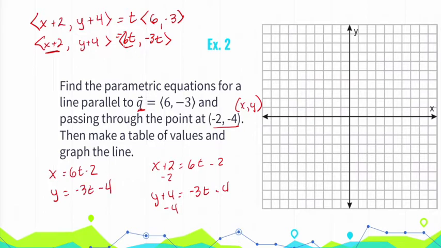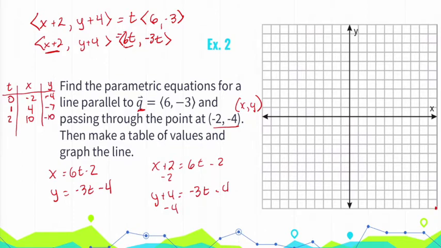So if we make a table of values, we pick numbers for t, and we plug them in for x and y. If I pick t equal to, say, 0, then my x is going to be -2 and my y is going to be -4. If I pick t equal to 1, 6 times 1 is 6, minus 2 is 4. -3 times 1 would be -3, minus 4 would be -7. And I could pick t equal to 2. If I pick t equal to 2, 6 times 2 would be 12, minus 2 would be 10. -3 times 2 would be -6, minus 4 would be -10.